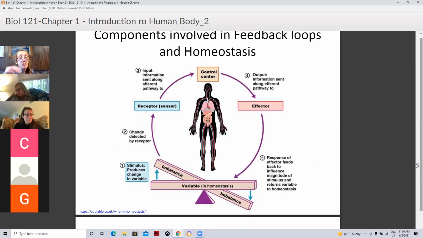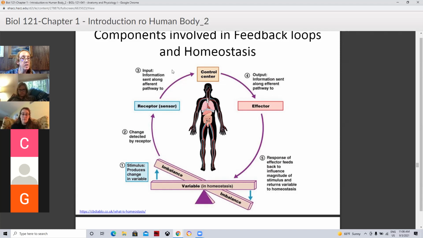Major components involved in these feedback loops. We have an imbalance. Life is always changing, so there's always something that's pushing the limits of our physically tolerant boundaries. There's an imbalance produced by a stimulus in the environment. That change, that imbalance is detected by a receptor. The receptor sends a signal along what's called an afferent pathway. Think of afferent as meaning incoming. We'll talk a lot about this as we go, but afferent means incoming.